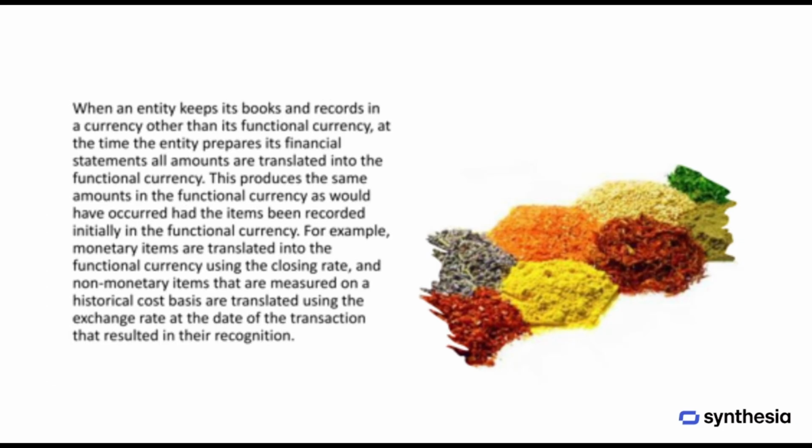When an entity maintains its books and records in a currency different from its functional currency, it must translate all amounts into the functional currency when preparing its financial statements. This translation ensures that the amounts in the functional currency are the same as if the items had originally been recorded in that currency. For example, monetary items are translated using the closing exchange rate, while non-monetary items measured at historical cost are translated using the exchange rate at the date of the transaction that led to their recognition.